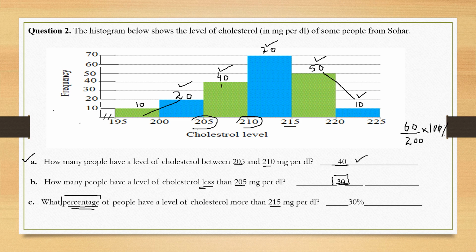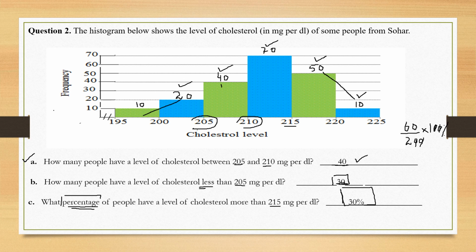Okay, so 0 and 0 will be cancelled, and 60 divided by 2 gives the total percentage of the people whose cholesterol level is more than 215 milligram per deciliter.